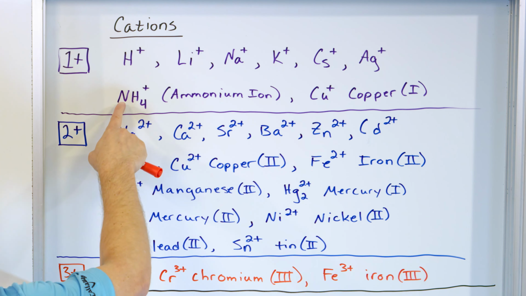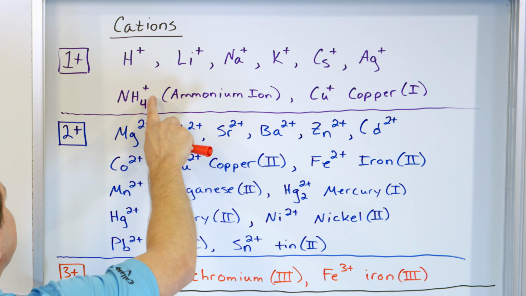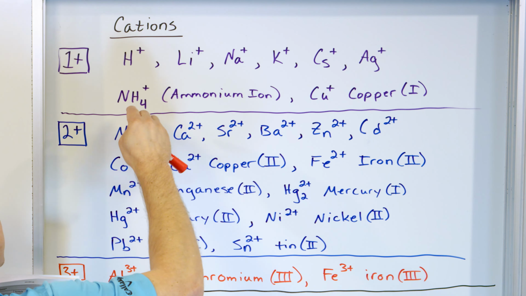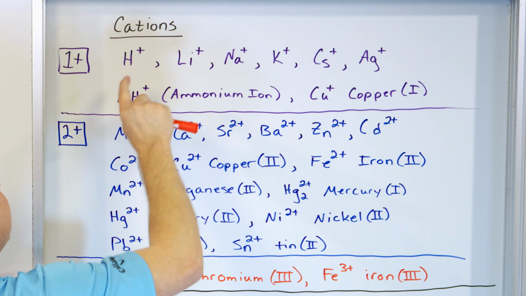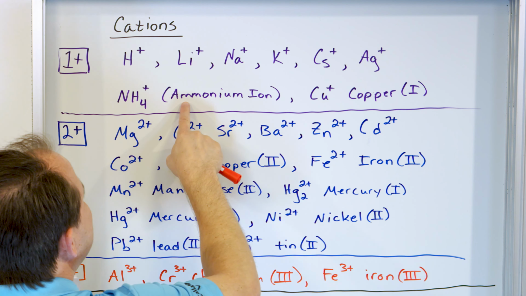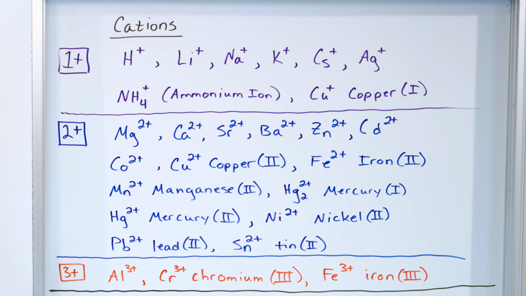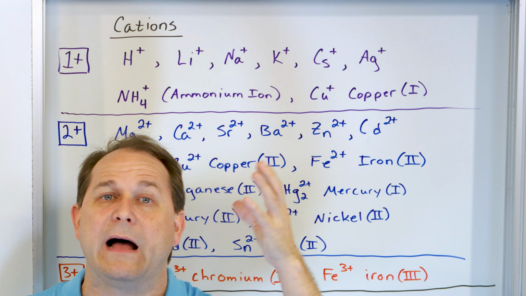So it turns out that NH4, when they come together, they have an overall charge of +1, and this configuration is called an ammonium ion. Ammonium ion. All right, that's the only one in this list that's a positive ion.